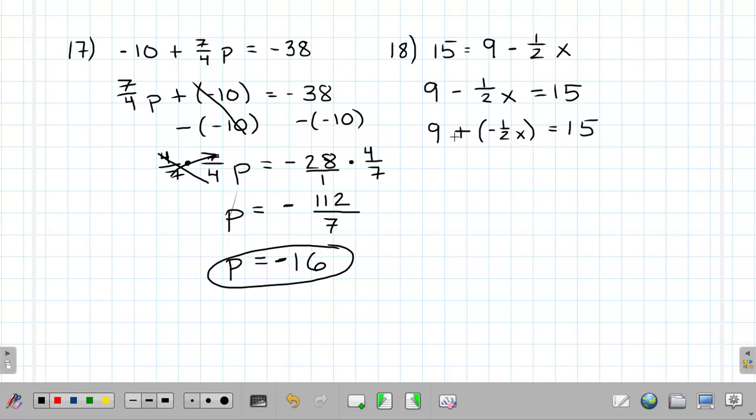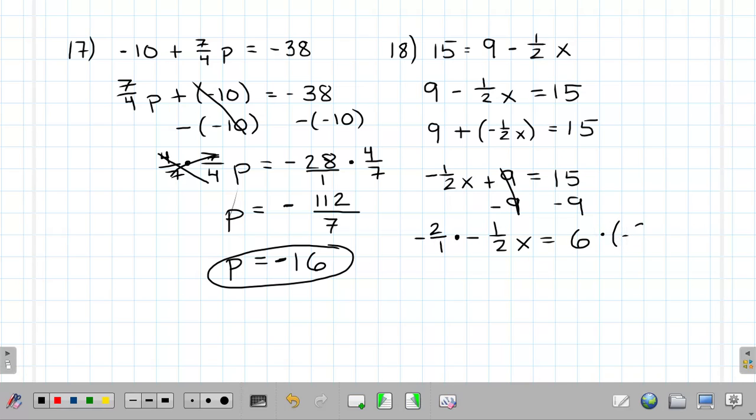Now we can flip it with this commutative property. Negative 1/2 x plus 9 is equal to 15. Exact same thing as what we just did in number 17. We're going to subtract 9 first. So we have negative 1/2 x, because these will cancel, is equal to 15 minus 9, which is 6. And now we need to multiply both sides by the reciprocal of negative 1/2, which is negative 2 over 1.